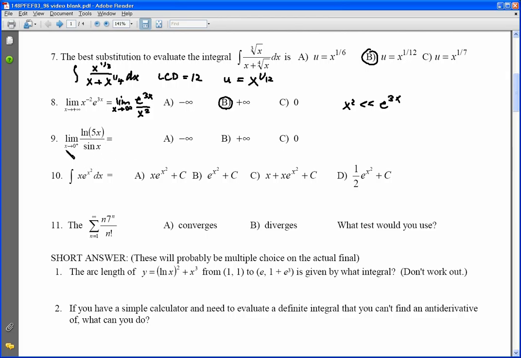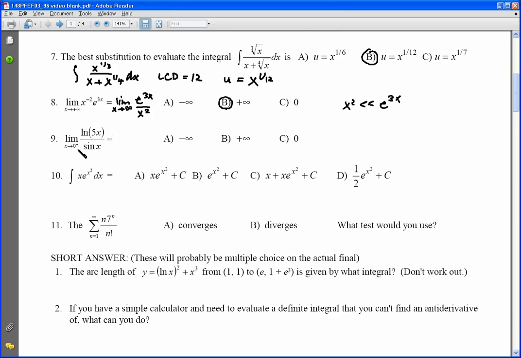And then let's see here. This was L'Hopital's rule if we actually wanted to do the evaluation, because it's form infinity over infinity, indeterminate form. So if this was in the problem section, you'd use L'Hopital's rule.